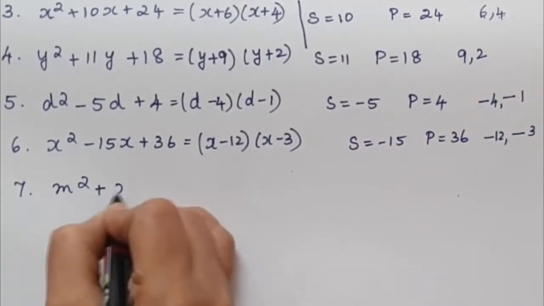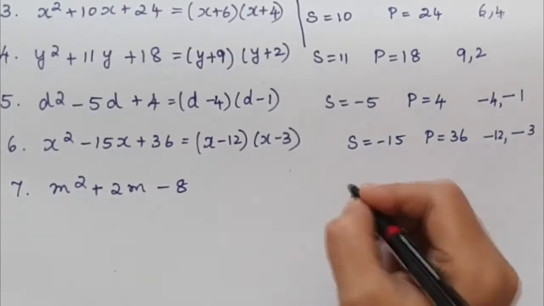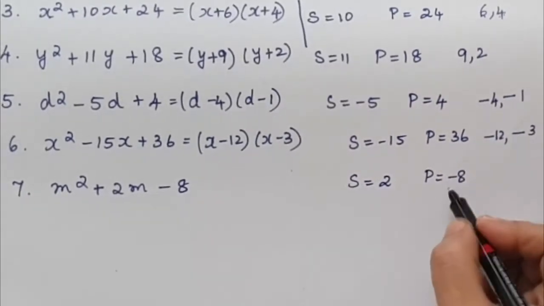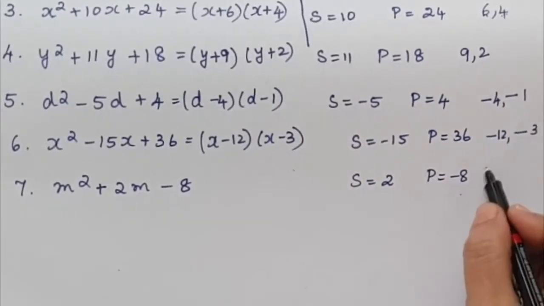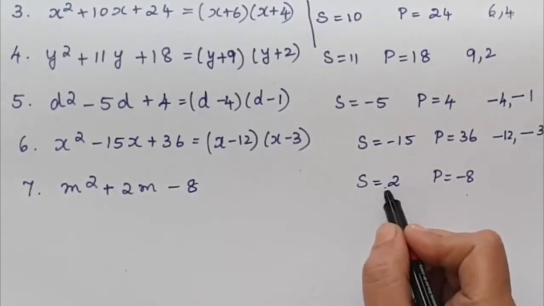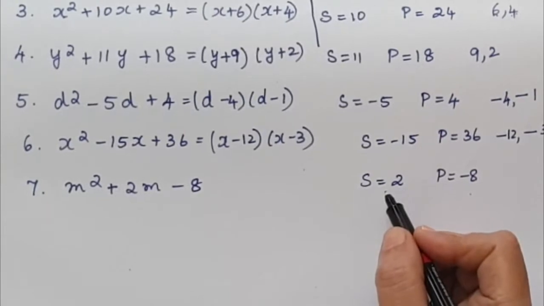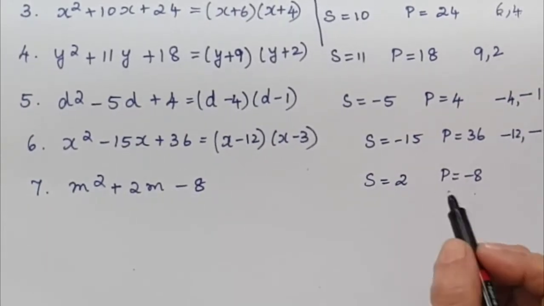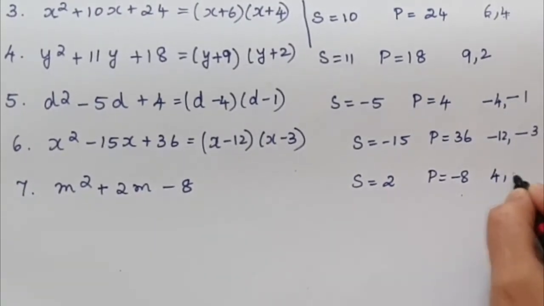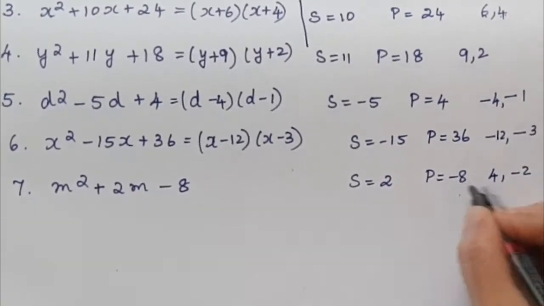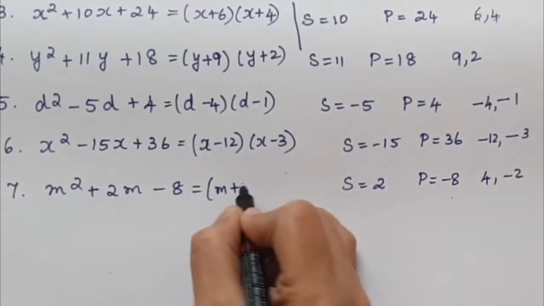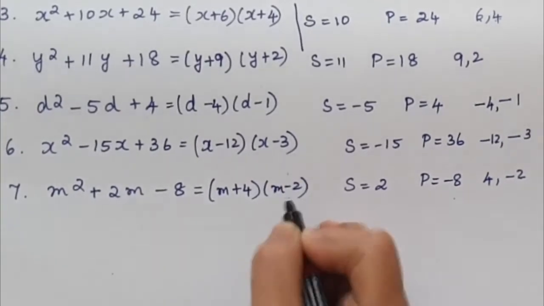M square plus 2m minus 8. That is the sum has to be 2 and the product has to be minus 8. So when a product is minus 8, automatically one number has to be negative and one number has to be positive. The sum has to be a positive number. So automatically of the two numbers, the greater number has to be positive and the smaller number has to be negative. So it will be 4 and minus 2. See, when you multiply it is a minus 8, when you add it is a 2. So it will be equal to m plus 4 and m minus 2.